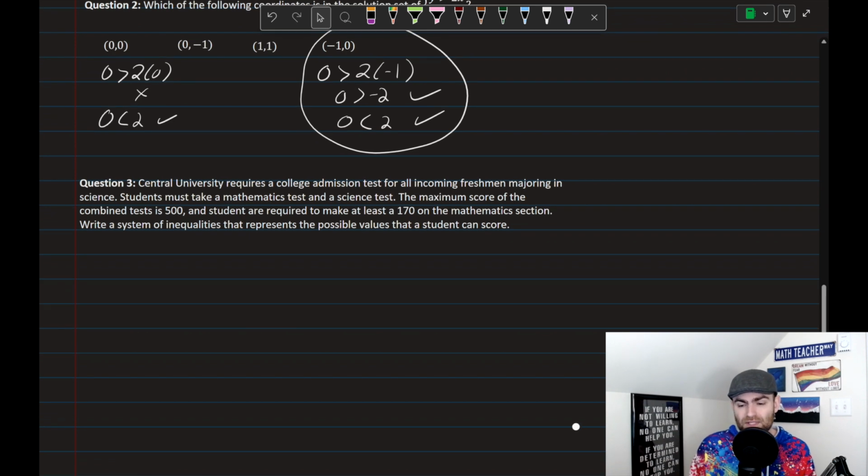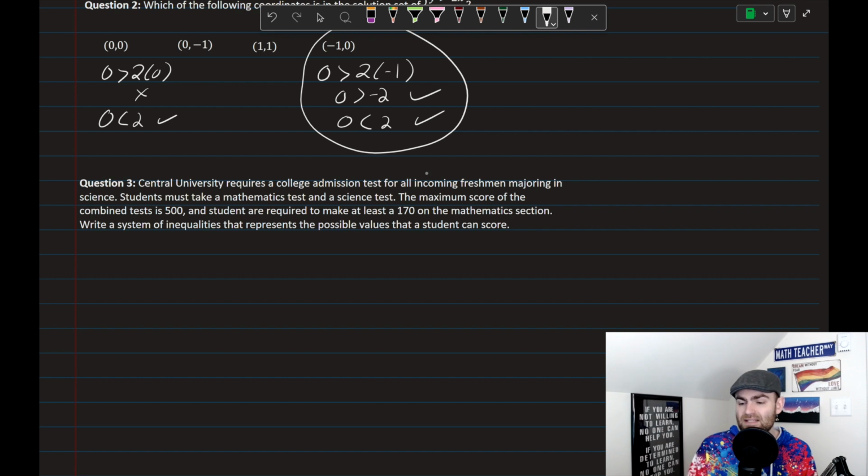So Central University requires a college admission test for all incoming freshmen majoring in science. Students must take a mathematics and a science test. The maximum score of the combined test is 500, and students are required to make at least 170 on the mathematics section. Write a system of inequalities to represent the possible values a student can score. So we're not trying to solve anything, we're just writing what it could be.